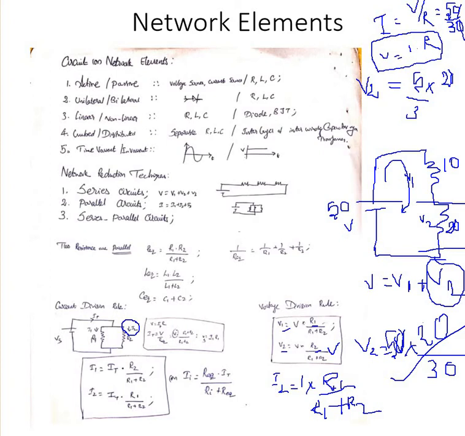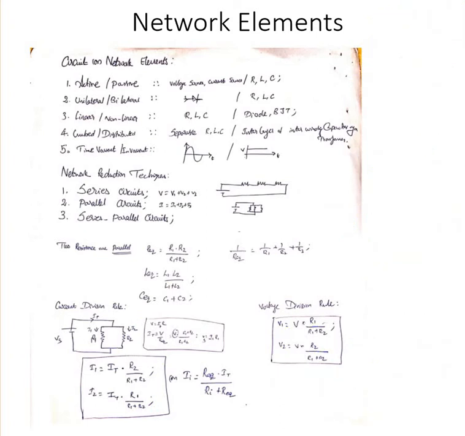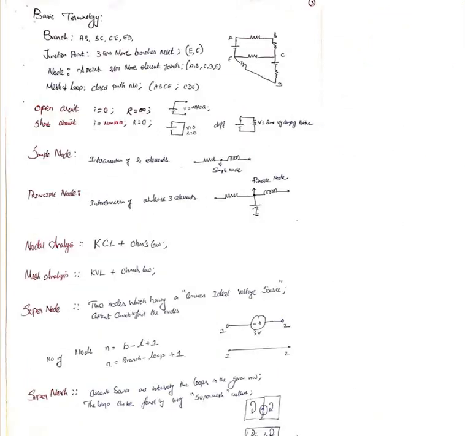I2 means R1, see here I have written the formula: I2 is equal to I into R1 divided by R1 plus R2. Here 1 means here 2. So this is a formula you can use to find quickly the current values I1 and I2, and similarly the voltages V1 and V2. Then we are coming to the last point.